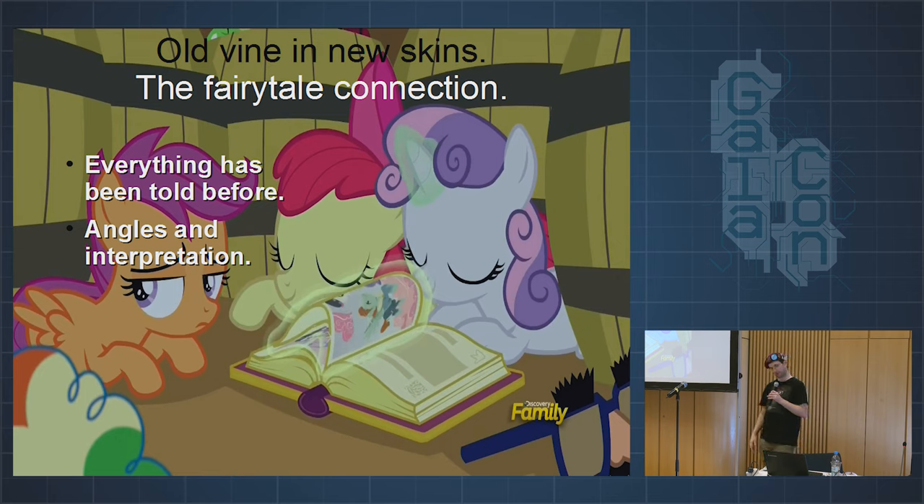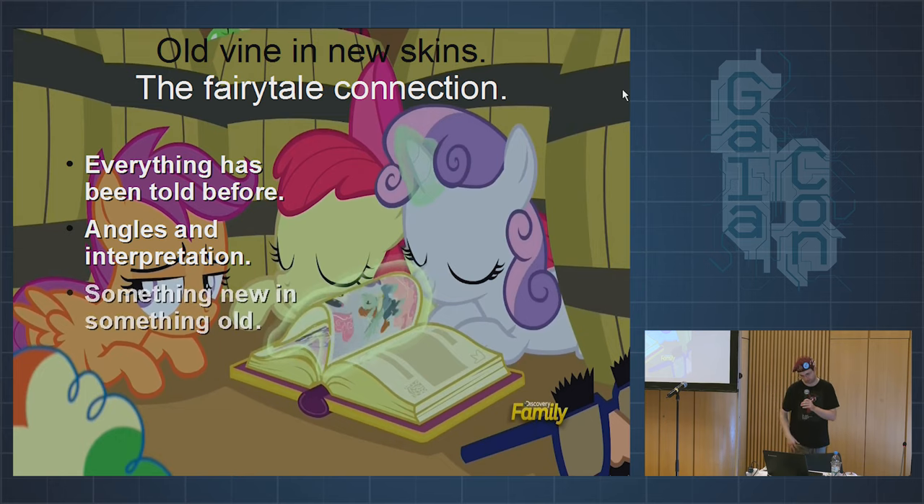Angles and interpretation means you have to choose another angle of a story or another interpretation of the story to make it interesting. You can use the same idea over and over, but if you do so, change the perspective. I think the best part of the new live action cinema was Sleeping Beauty and the twist of the fairy being really a nice fairy. So for the first part.